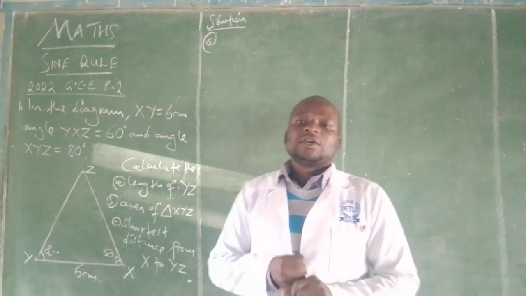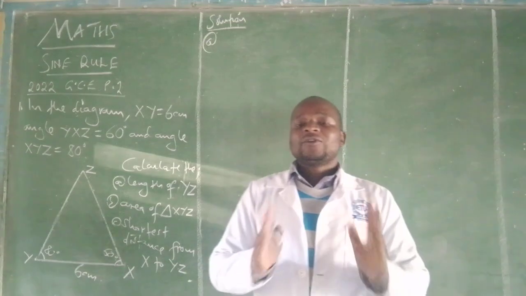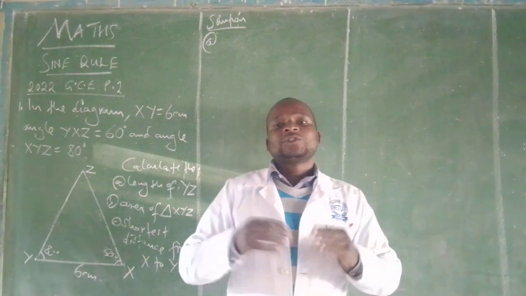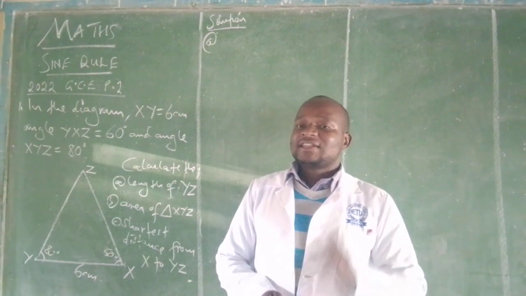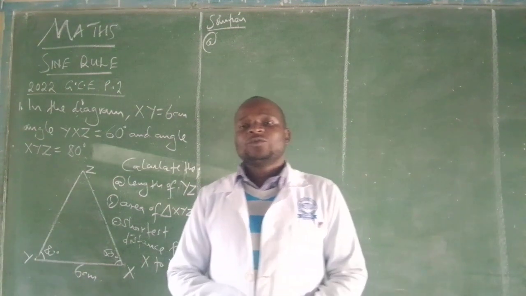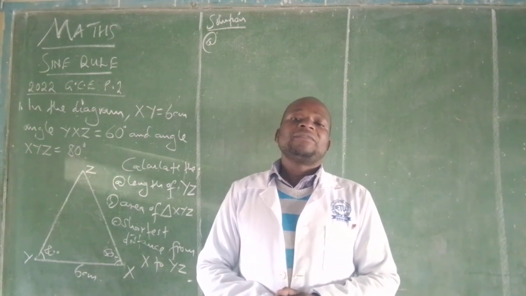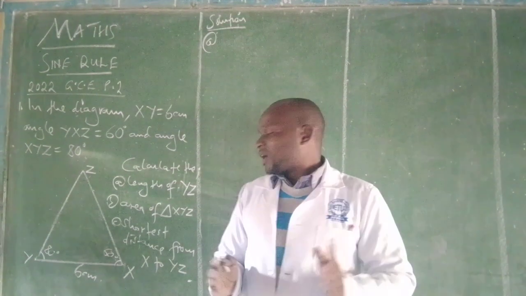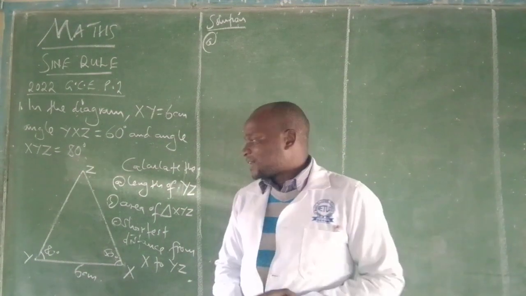So number one, you must be given a non-included angle. Non-included angle means it must not be between the two given sides. That is condition number one. Condition number two means you must be given any two angles and any side, then that also qualifies you to use the sine rule.